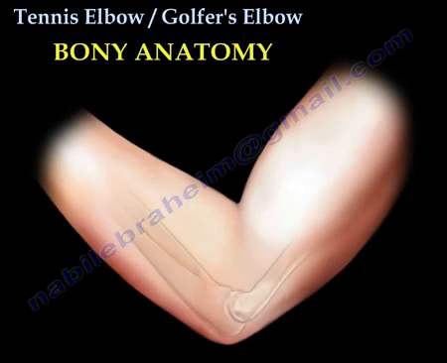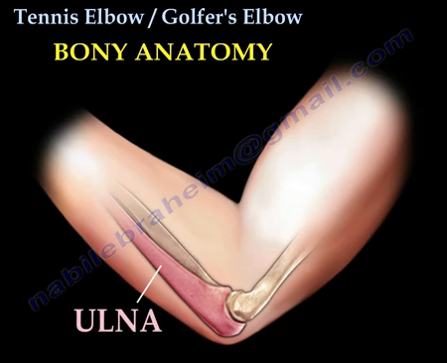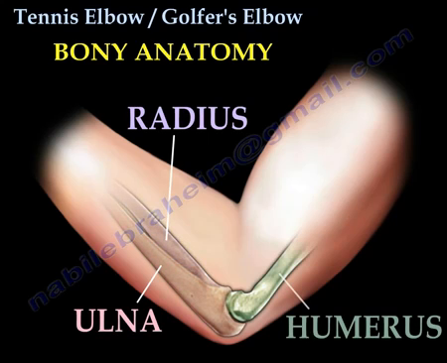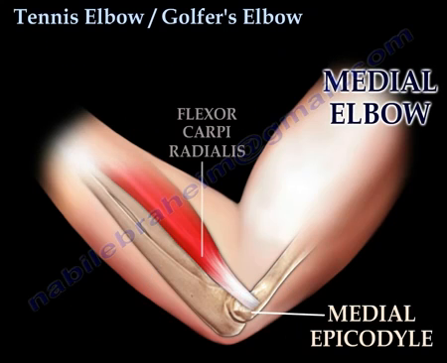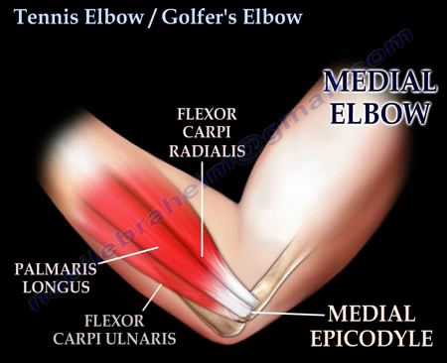In this picture you see the bony anatomy, the ulna, the radius, and the humerus. And on the medial side of the elbow, the medial epicondyle gives origin to the flexor muscle group.